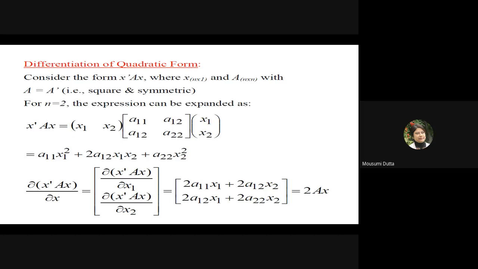And I am pre-multiplying this with a row vector of order 1 by 2 and post-multiplying by a column vector of order 2 by n. So in our example, n is basically 2.